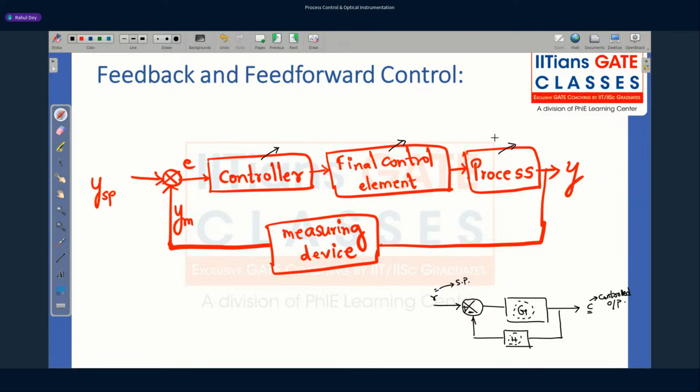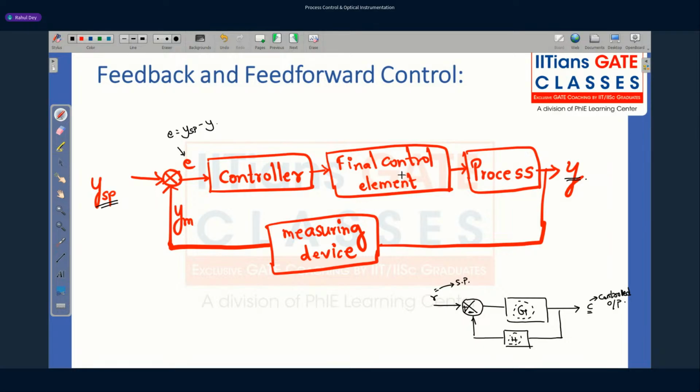So what is this controller, what is this final control element, and what is this process? First, let me explain that. The controller is basically the brain of process control, because it takes the decision. It takes the error as input, which is the set point minus the controlled output. So the controller is the hub or brain of the control system.